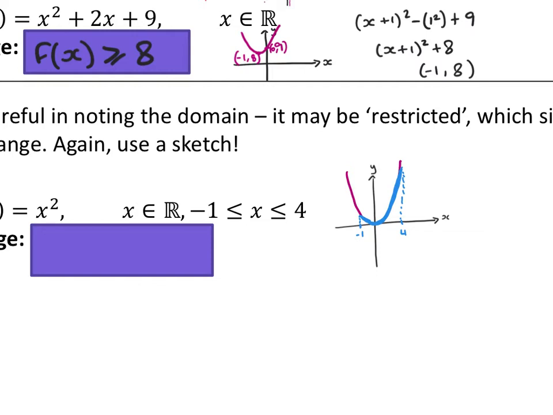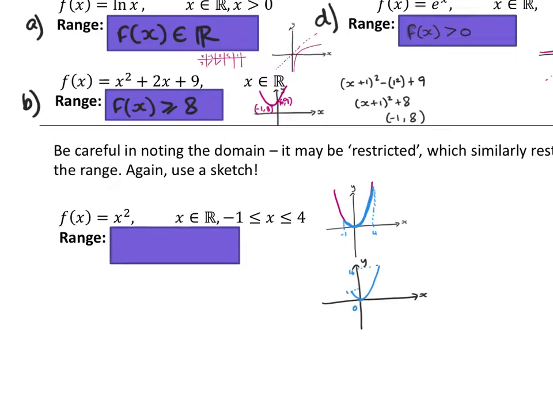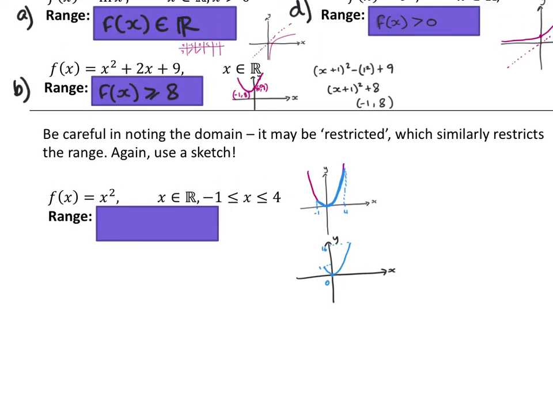So if I was to draw this again, it's just going to look like this. There we go. Okay, that's how the graph looks. Now, if we put the value of 4 into x squared, our y coordinate is in fact 16. If we put the value of minus 1, we get 1. But our minimum point is in fact at 0. Now, because we're including minus 1 and 4 for x, we know then that 0 is less than or equal to f(x), which is less than or equal to 16.